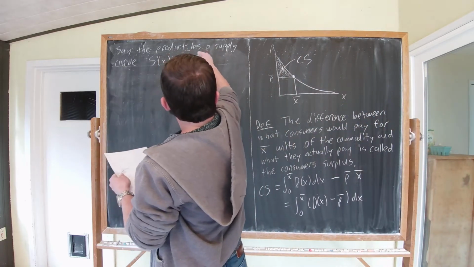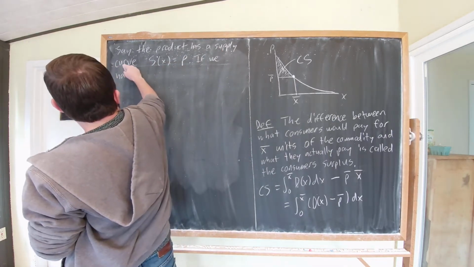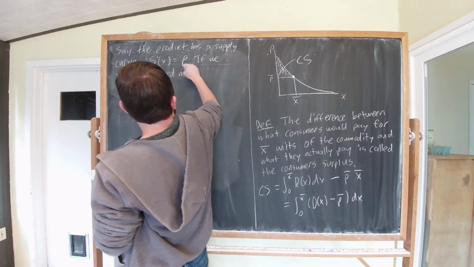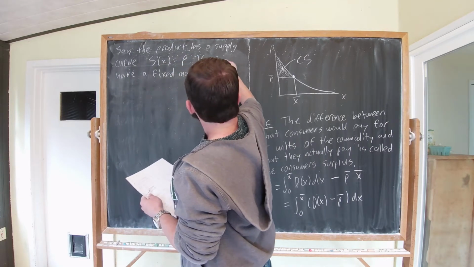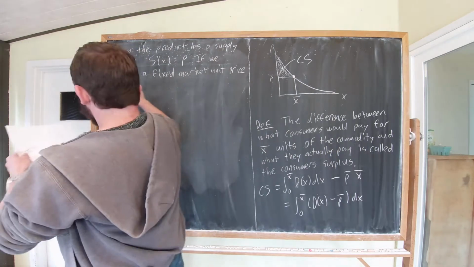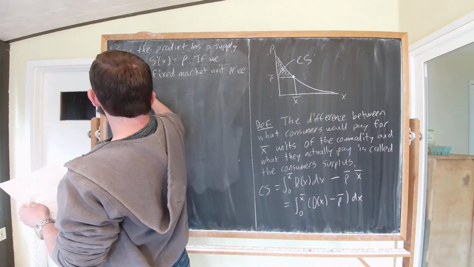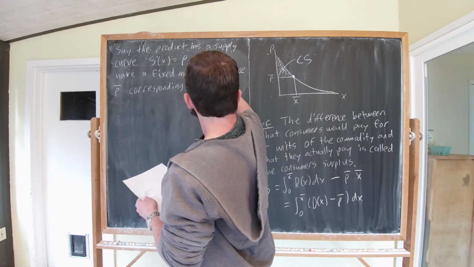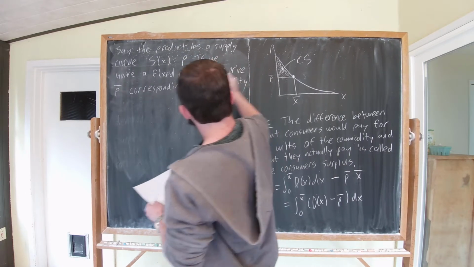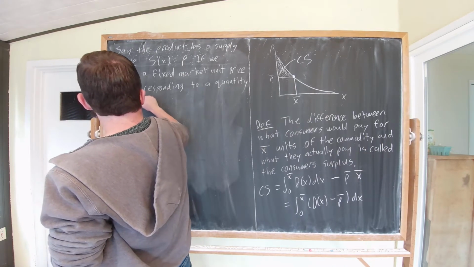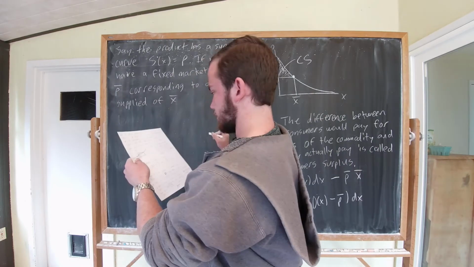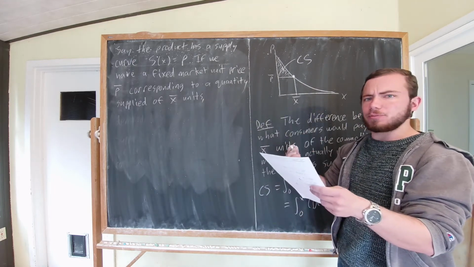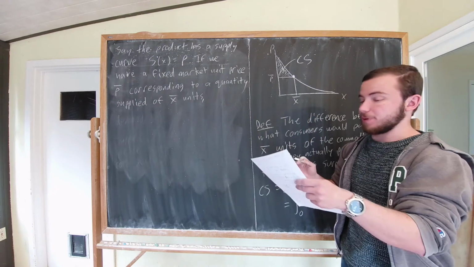So, if we have, again, a fixed market unit price P bar corresponding to a supply quantity of X bar units, suppliers would have been willing to sell at lower prices, and they can gain from the price being here.